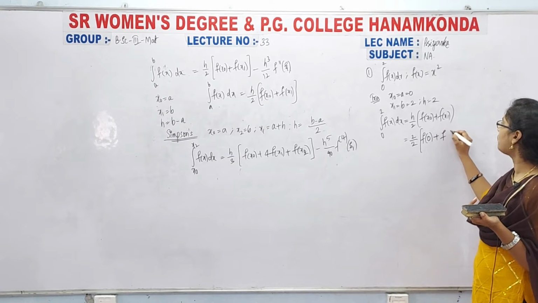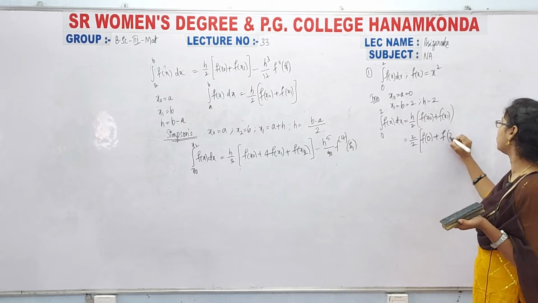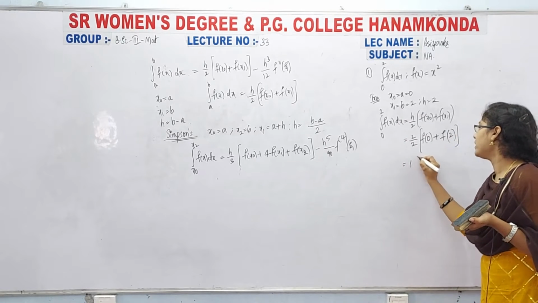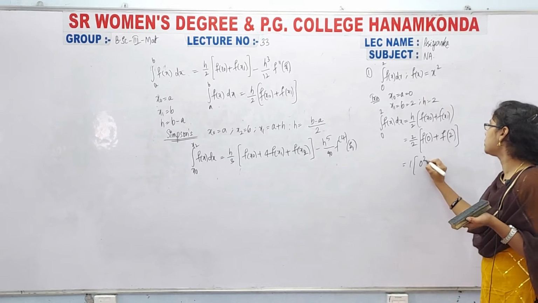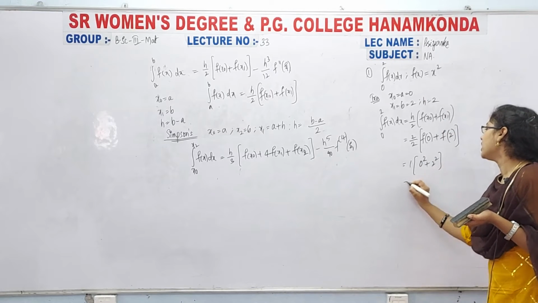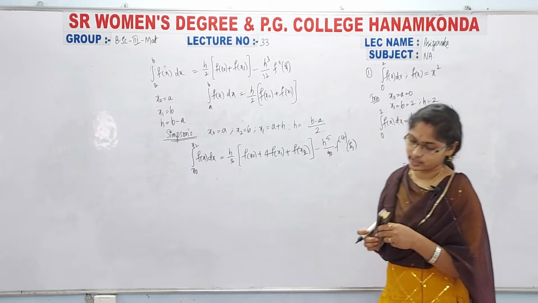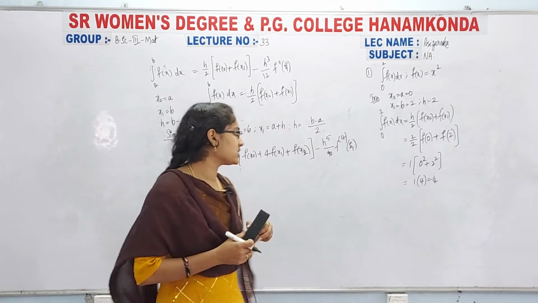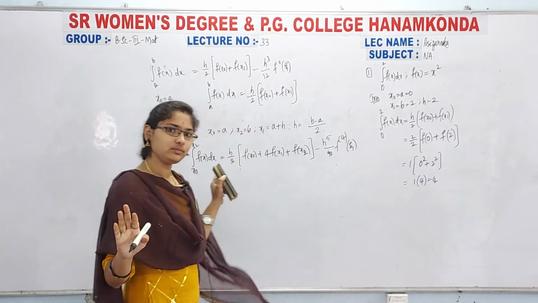Now h is nothing but 2 by 2, of f of x0, that means f of 0, plus f of x1. So here x1 is nothing but 2. Now f of x is x square, that means 0 square plus 2 square. What do we get? 4, because 2 square is nothing but 4. So directly the answer is 4. Okay, the trapezoidal rule is finished.